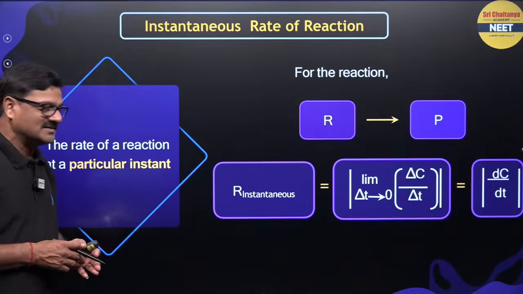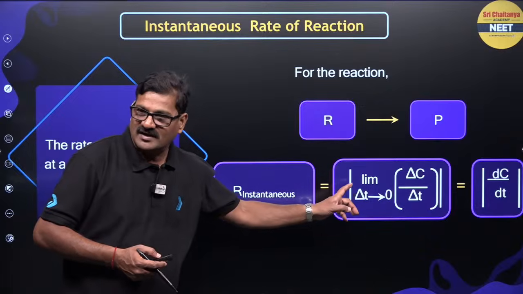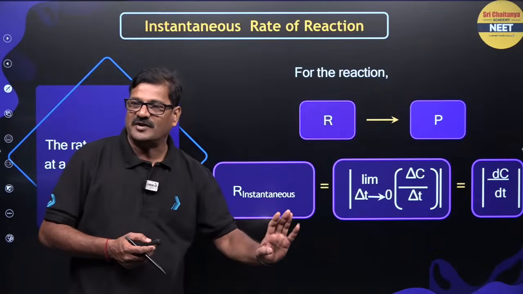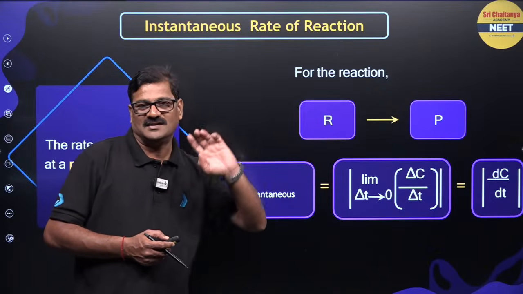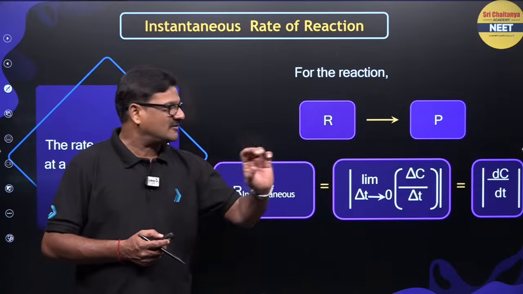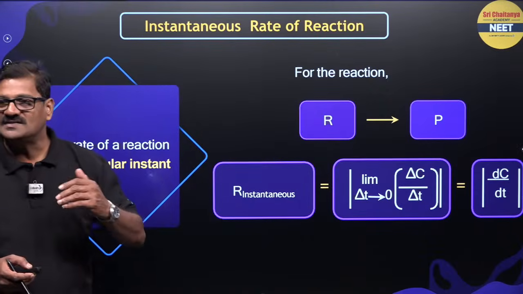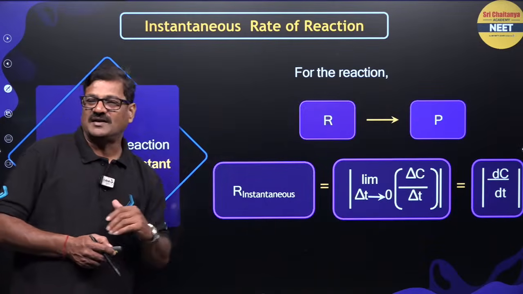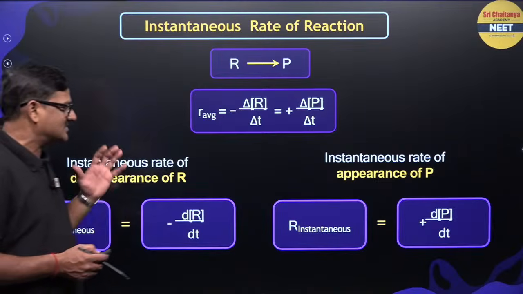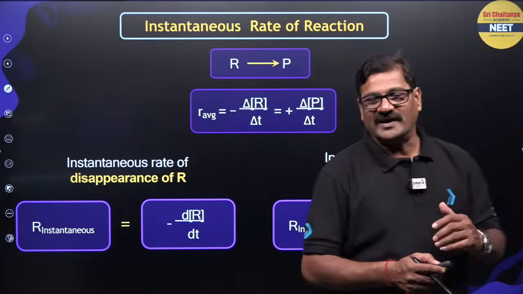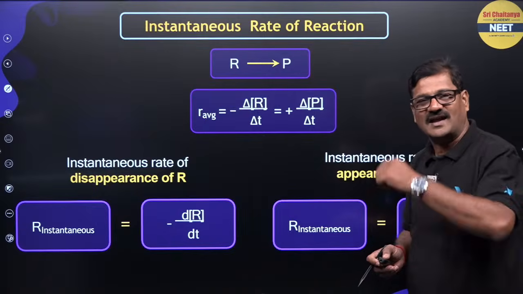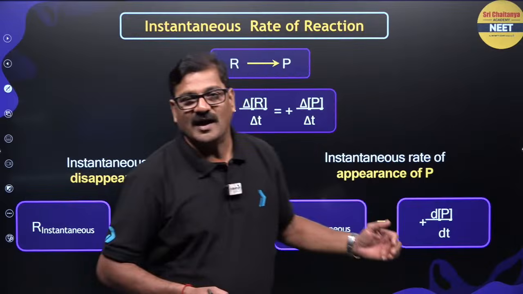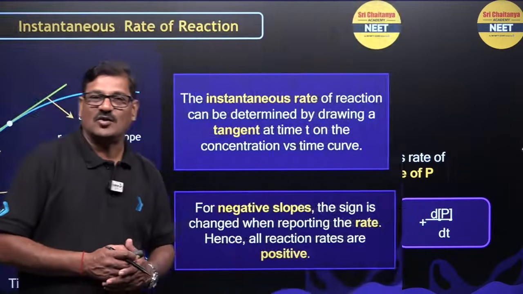In the instantaneous rate, when the time interval tends to 0, the average rate becomes the instantaneous rate. The rate at that particular instant of time is going to be dC by dt. I want to say dr by dt is equal to dp by dt, and this is the instantaneous rate. So the rate of disappearance of the reactant at that instant of time is equal to the rate of appearance of the product at that instant of time.